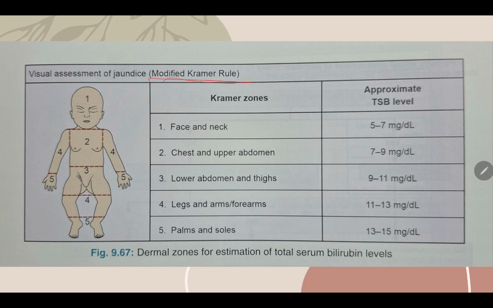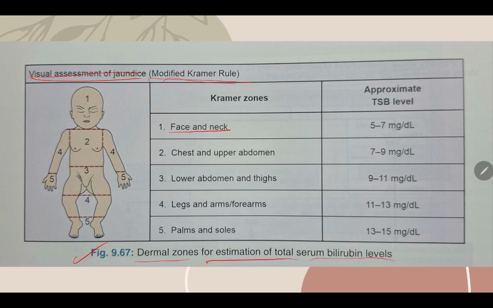So we have the modified Kramer's rule for visual assessment of jaundice. This is not confirmative, but you can definitely get an approximate total serum bilirubin level. This is from Ghai. The figure shows dermal zones for estimation of total serum bilirubin levels. Face and neck: if you observe yellow discoloration of face and neck, it suggests an approximate total serum bilirubin level of 5 to 7 milligram per deciliter.